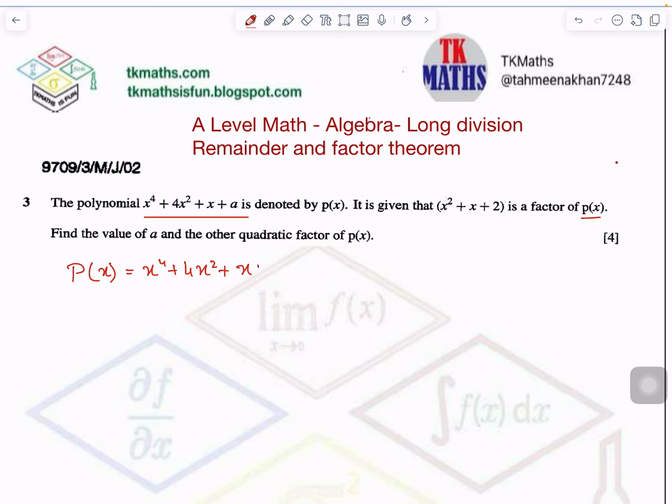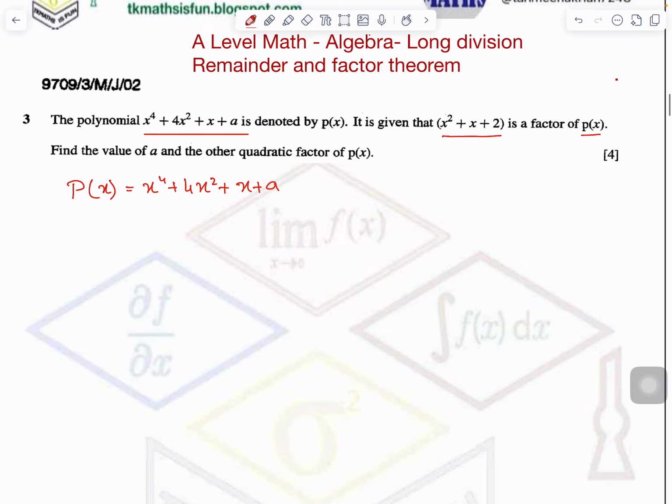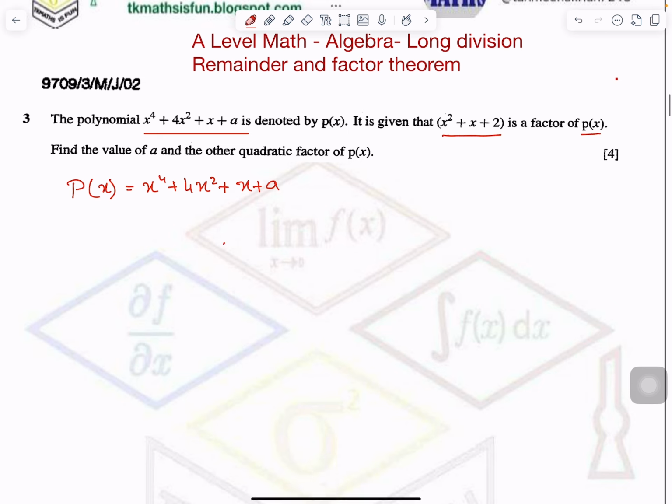Now we have to find the value of a, and it is given that x square plus x plus 2 is a factor. Now this is a quadratic factor, and the equation is quartic. This quadratic factor we cannot factorize further, and hence we cannot get a value of x which I can substitute in place of x in the polynomial. In such cases we have to use long division. So let's do it here.